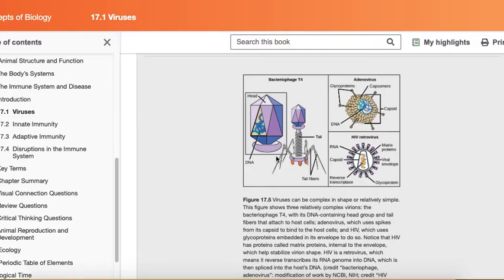But the envelope is kind of fragile on viruses, and it's not as resistant to change in pH or temperature or with disinfectants. But viruses that have no envelope, they tend to be a little bit more resistant to those changes because it's not as fragile.